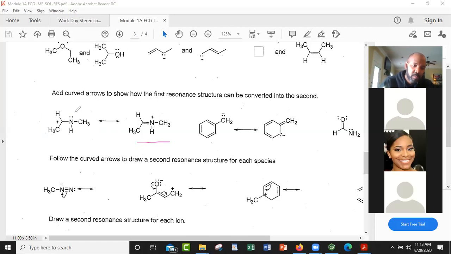Isn't the donor the lone pairs? Yes, the lone pair on nitrogen, good. And then that will make the carbocation adjacent to it the acceptor. Is that right? You always want your donor and your acceptor to be adjacent. If they're not, then they can't talk to each other. So what would you do?